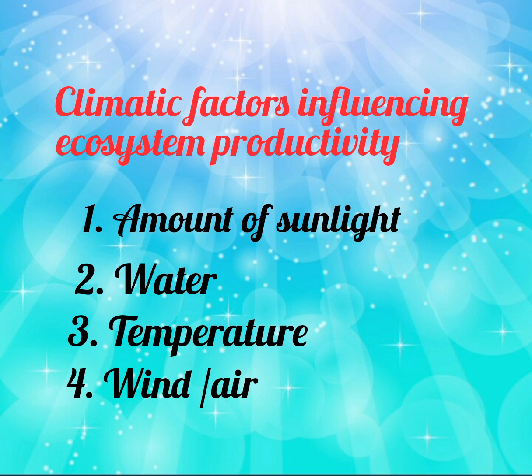That means the first factor, which is sunlight, you bring in the first paragraph. Firstly, amount of sunlight. You explain how sunlight influences ecosystem productivity. In the second paragraph, you explain water. In the third paragraph, you explain temperature, and in the last paragraph you explain wind and air, and how they influence ecosystem productivity.